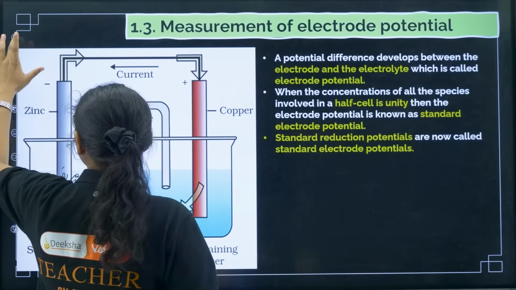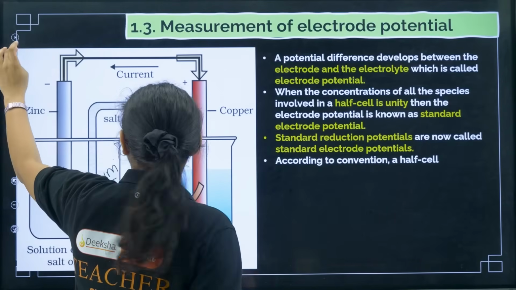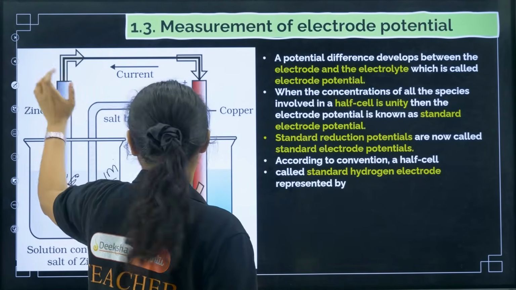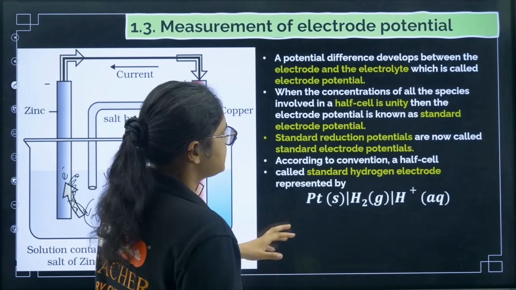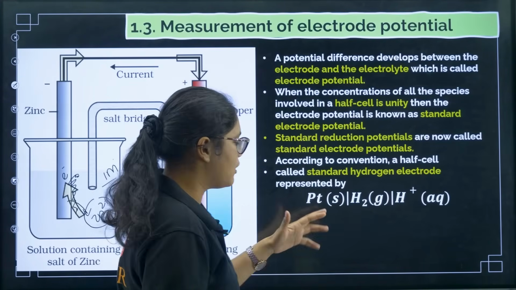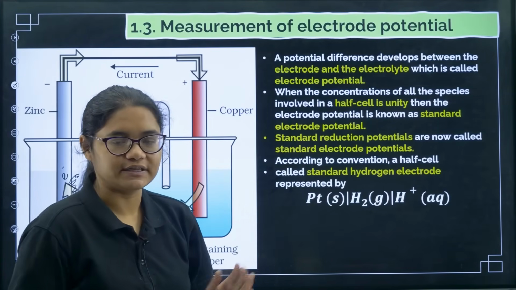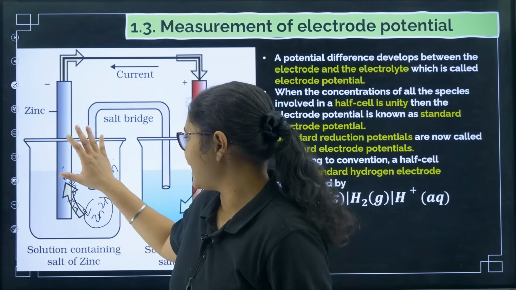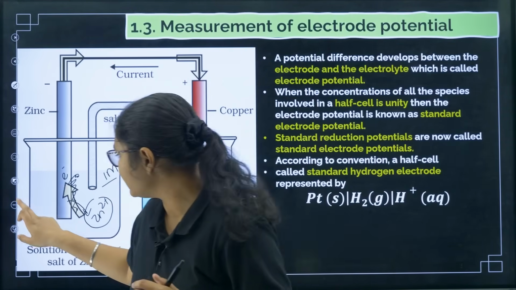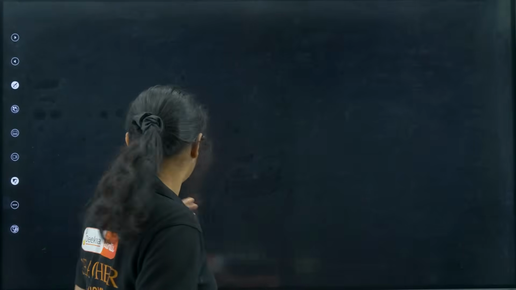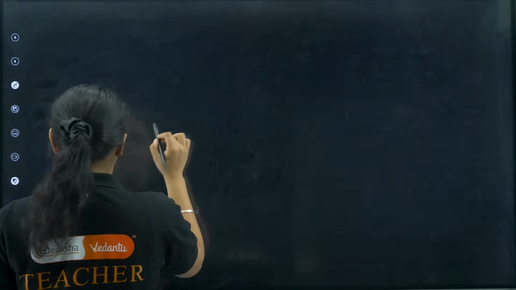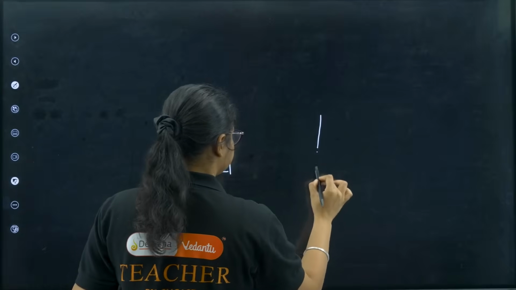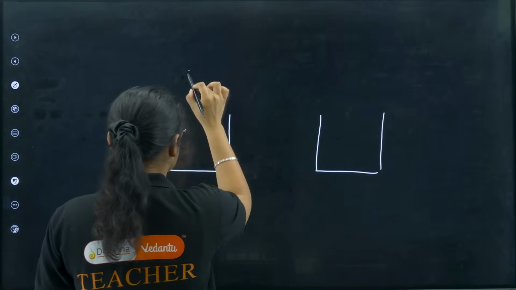Next, according to the convention, a half cell called the standard hydrogen electrode is represented like this. This is the hydrogen electrode. Now what is the role of this hydrogen electrode? It is used to measure the electrode potential. Let me explain it in a very simple way. We have taken 2 chambers. So what exactly is there?